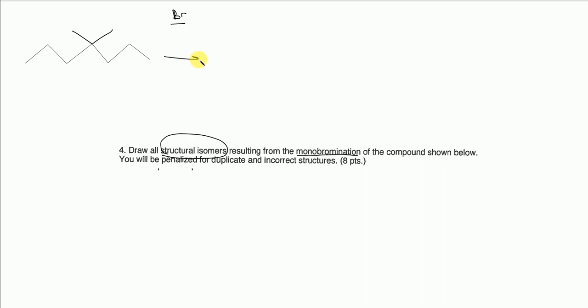All right? So before I add my bromine, the first thing that you need to do when you're doing isomer problems is figure out the environments. How many different environments do I have?